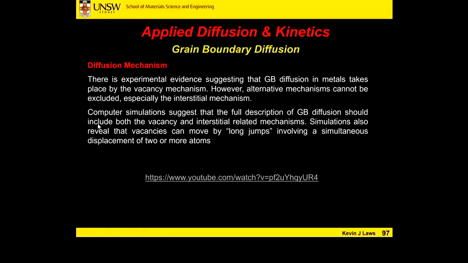Computer-based simulations, so this is first principle simulations where we can effectively simulate what's going on in the interaction between atoms based on outer atoms in their first and second electron shell, suggest that the full description of grain boundary diffusion should include both vacancy and interstitial related mechanisms. But also we can get long jumps involving simultaneous displacements of 2 or more atoms in grain boundaries. So this is big.